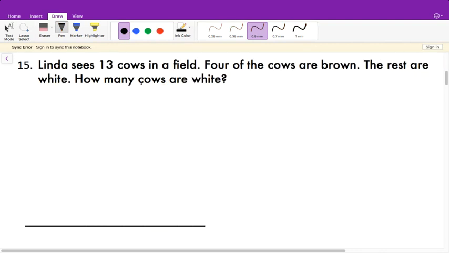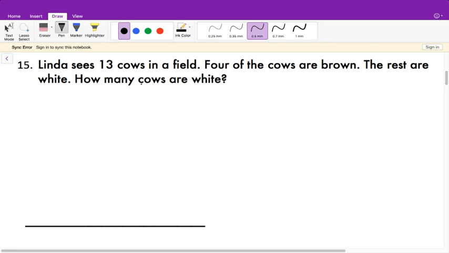Okay, let's read number 15. Linda sees 13 cows in a field. 4 of the cows are brown. The rest are white. How many cows are white?